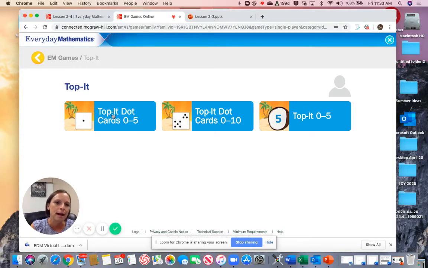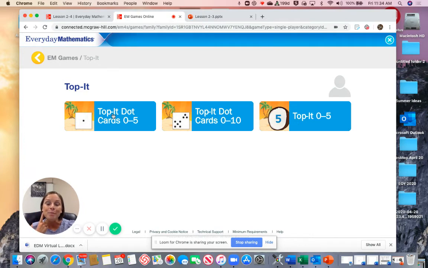And I'm going to choose this Top It cards 0 to 5. So we are going to play with cards that have dots on them. And we know that dots can be in different spots, but still have the same or equal amount of dots on the card. Well, today, we're not only going to be looking for ones that are the same, but we're also going to be looking for the card that has more dots on it, or the number is more than the other one. And so, that's how the game is played. We want the card that has more on it.